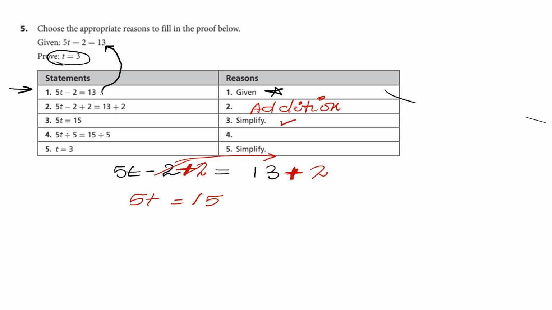Now what do I have to do to determine t? Of course, I will divide both sides by 5. So when I divide, what is the name of the property? Definitely the name of the property is the division property of equality. What will I do after that? 5 and 5 cancel. t equals 15 divided by 5, which gives me 3.